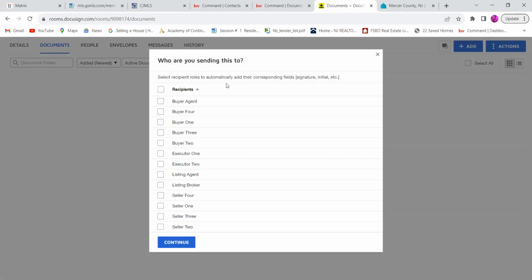Now, who is this document for? This is going to be for me, the listing agent, and it's also going to be for the seller, right? Now, depending on which boxes you have these sellers in, this is what that means. So there's usually 4 boxes on a seller agreement or an offer, but it doesn't matter. Just always put seller 1 or seller 2. It'll pop up. It doesn't matter. Hit continue.